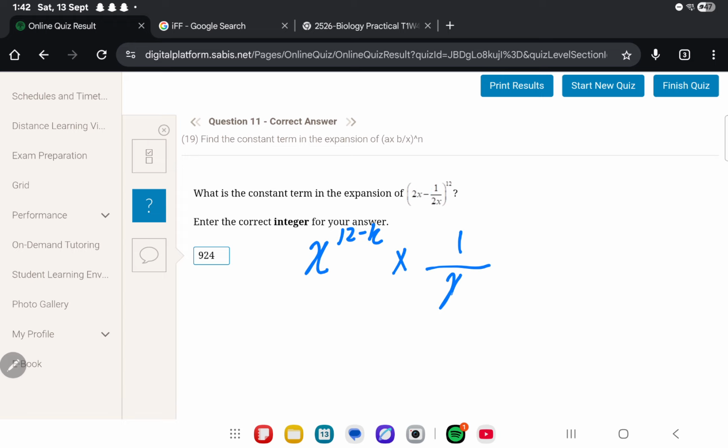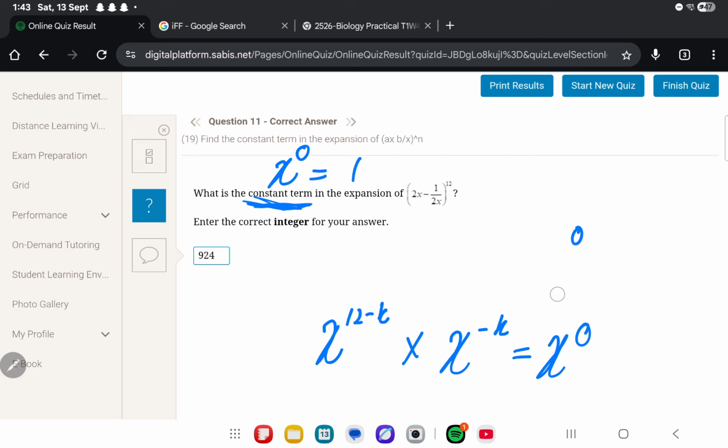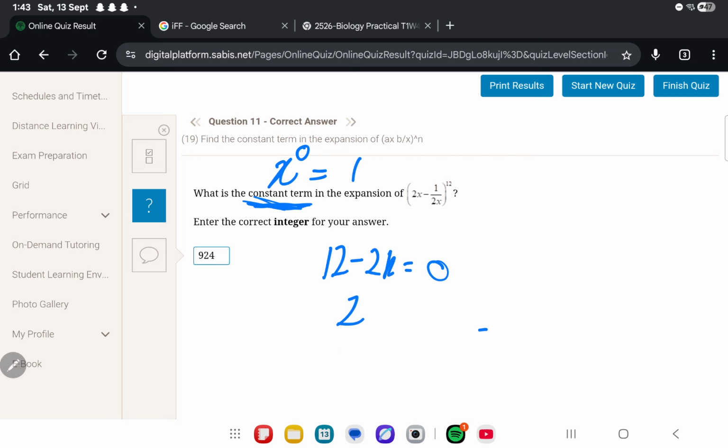1 over x to the power of k equals, a constant term means you don't have x, right? You have no x. So x to the power of 0, because remember, any number to the power of 0 is going to be 1. So x to the power of 12 minus k times x to the power of negative k is equal to x to the power of 0. Now you can work with only the exponents since you have the same base. So 12 minus 2k is equal to 0. 2k is equal to 12. K is equal to 6.